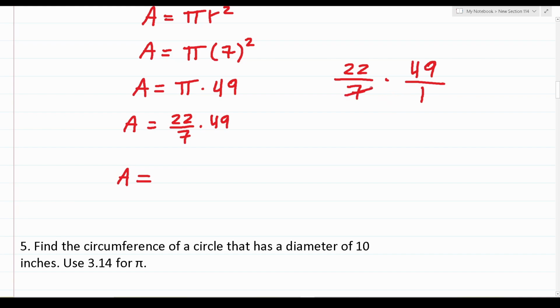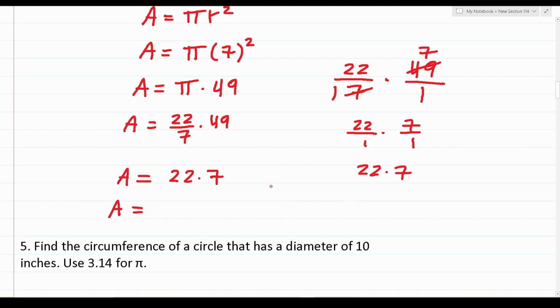I can say 7 goes into 7 one time, 7 goes into 49 7 times. All right, and now we have 22 over 1 times 7 over 1. Well, what is 22 divided by 1? 22 divided by 1 is 22. Again, anything divided by 1 is just itself. What is 7 divided by 1? Well, 7 divided by 1 is just 7. So in other words, 22 over 7 times 49 reduces to 22 times 7.